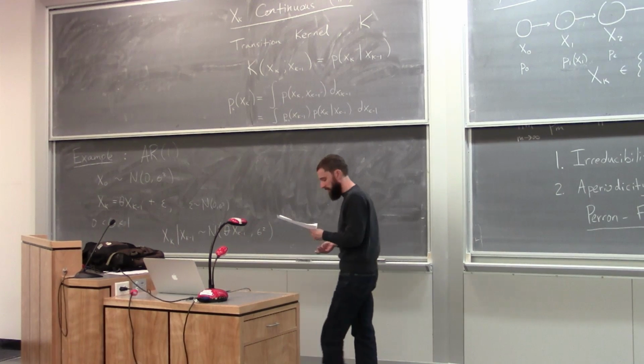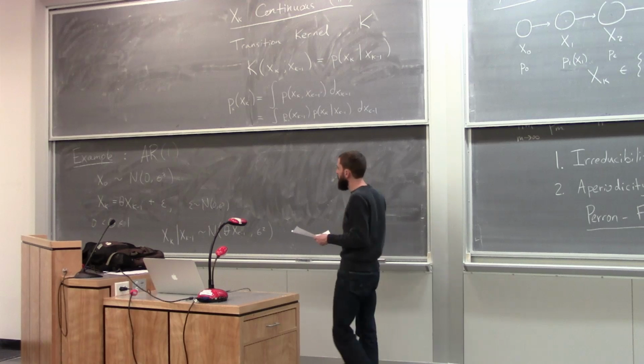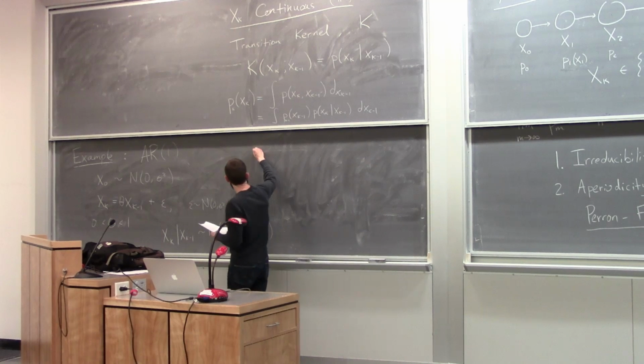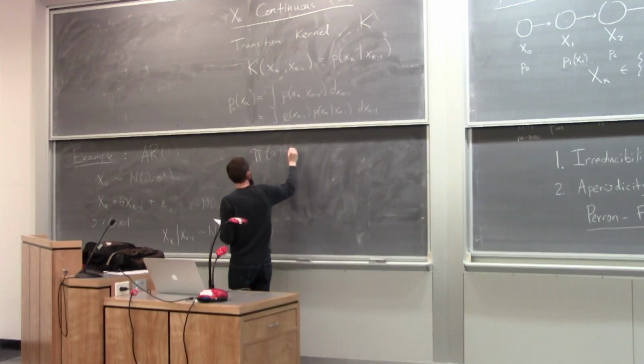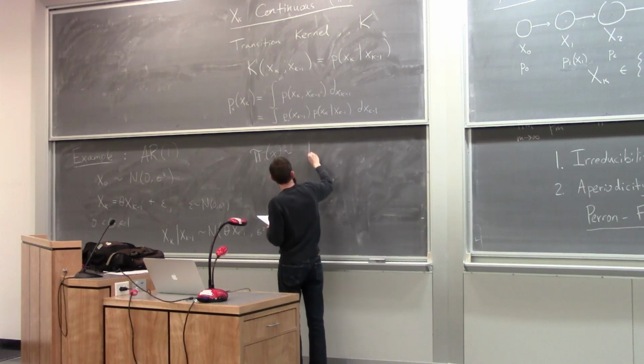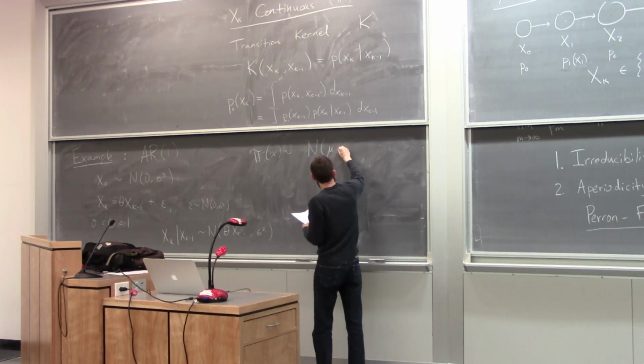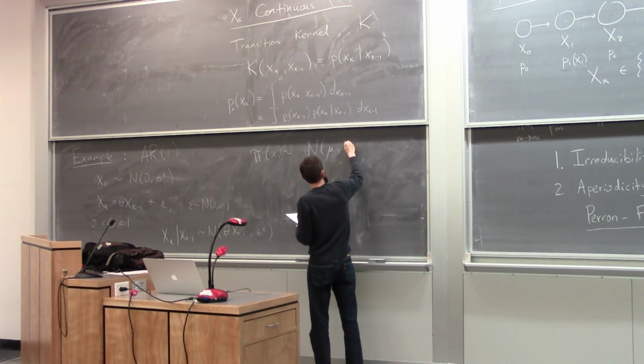Okay, so what's the stationary distribution here? The stationary distribution pi of x is just Gaussian in the end, with some mean and some variance tau squared.